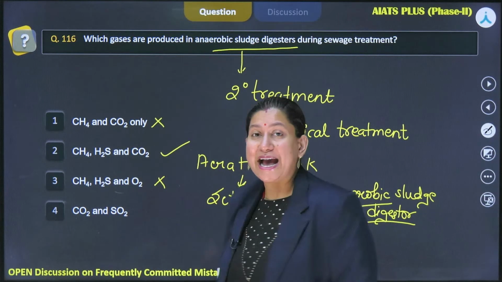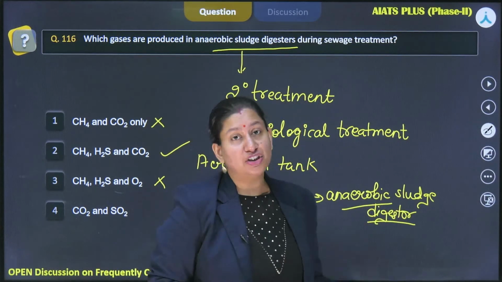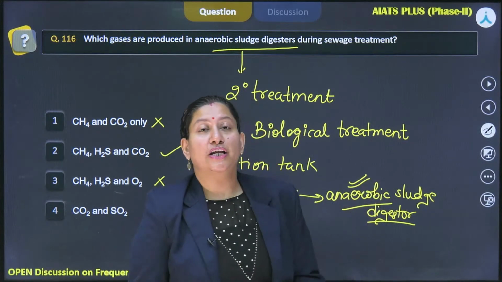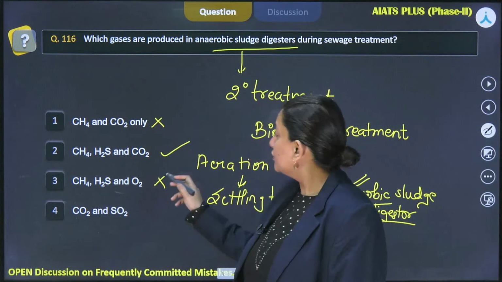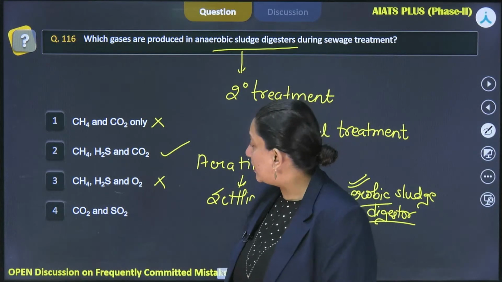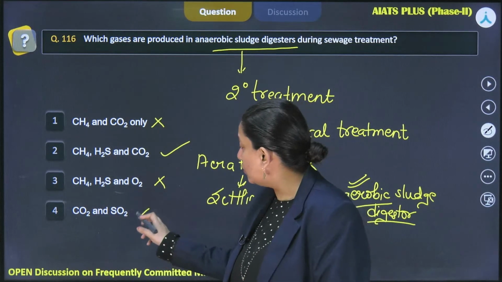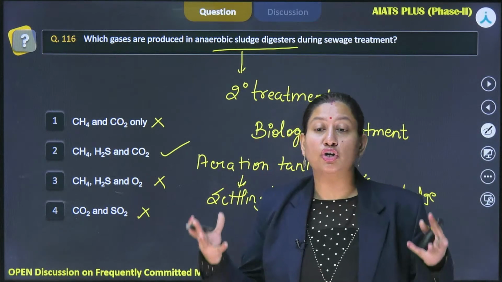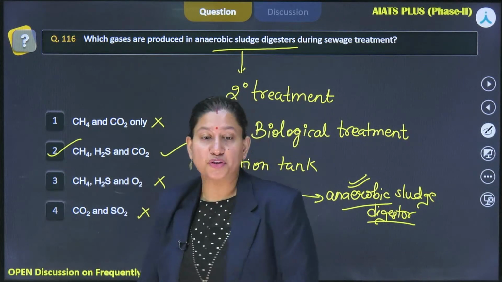So this is incorrect, as the bacteria that are acting during the anaerobic sludge digester treatment, the name itself suggests they are anaerobic. So they cannot bear the presence of oxygen. So how are they going to produce it, right? So that is why it is also incorrect. And the fourth one is saying carbon dioxide and sulfur dioxide, that's also incorrect. Why? Because it's not including methane, which is the major component of it, right? So this is correct, the option number 2.